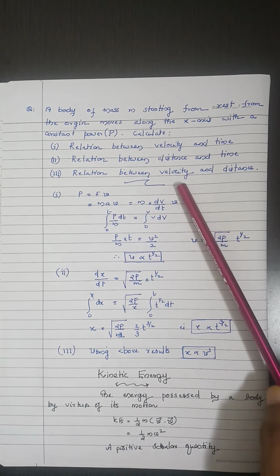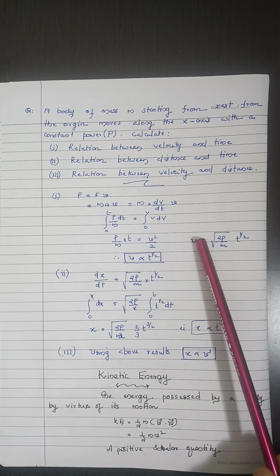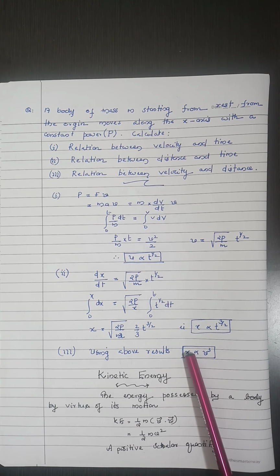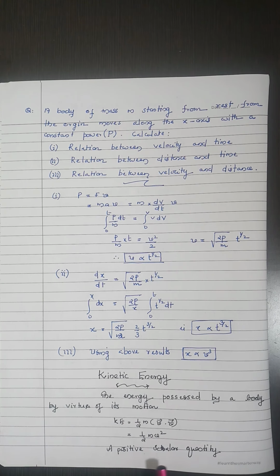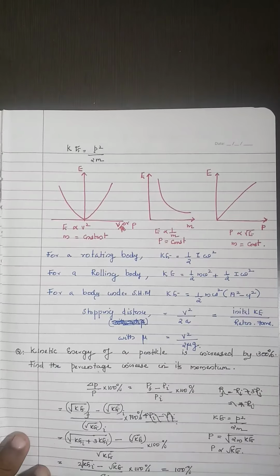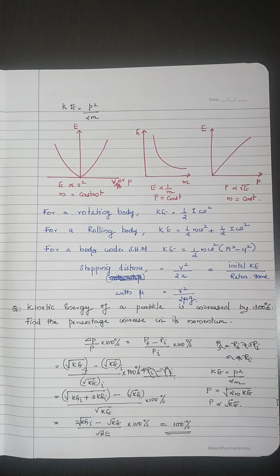But we needed to find what is the link between velocity and distance. So you can use these two together. You get the concept as x proportional to v cube. You know the kinetic energy is a positive scalar quantity and is obtained because of motion. You must carefully notice the concept that the kinetic energy is equal to p square by 2m.